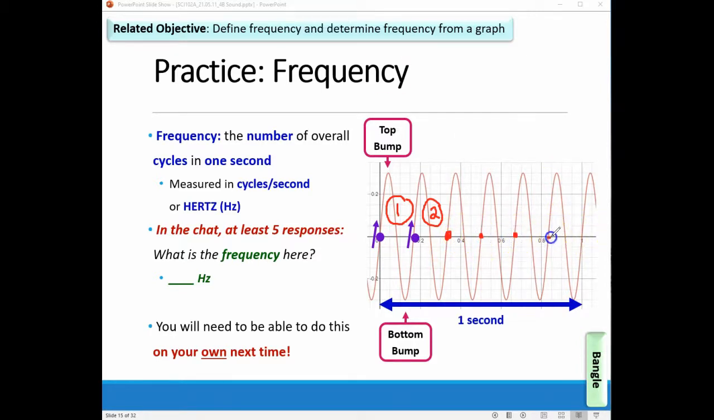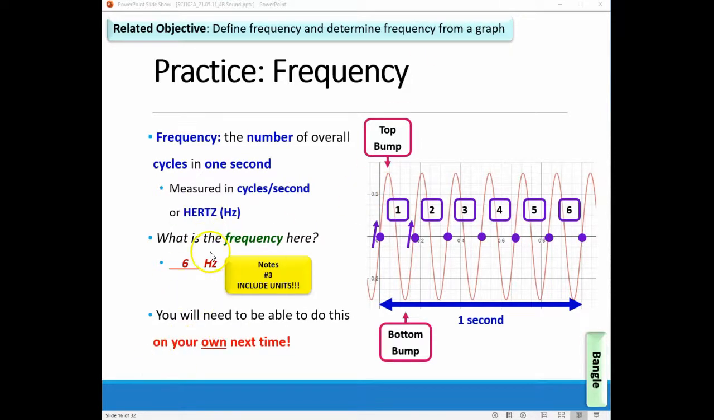All right, so here we go again. Taking a look here, don't count the actual dots. Remember to count the actual overall waves. So right here's our third wave, our fourth wave, our fifth wave, and finally our sixth wave. So if we have 6 cycles in 1 second, that is going to give us a final answer here of 6 hertz. So our frequency here should be 6 hertz. Make sure you understand that because you will need to do the next one on your own.